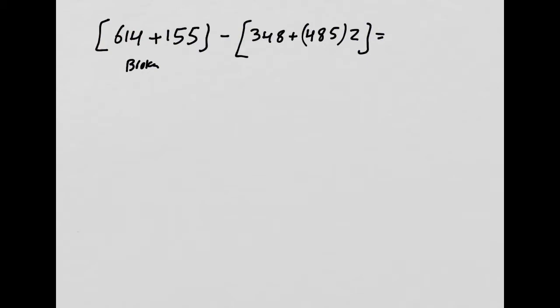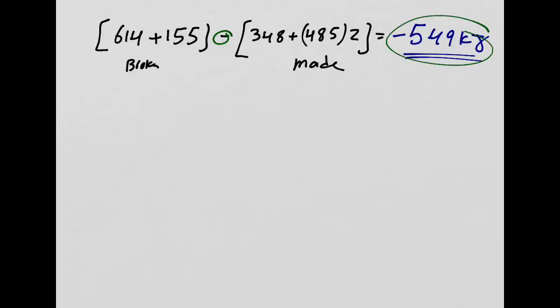Again, by having broken minus made, by having this minus here, you're making these values negative, because when you make something it is good, you're releasing energy to the surrounding. What I get is negative 549 kilojoules of energy. Now, what can you tell me about this reaction? This reaction overall is exothermic.